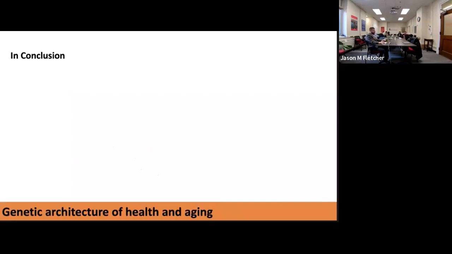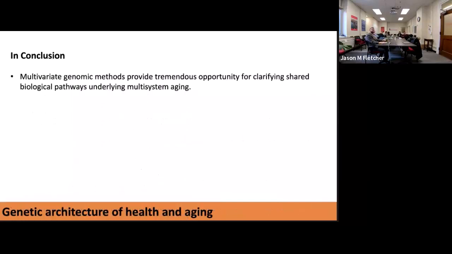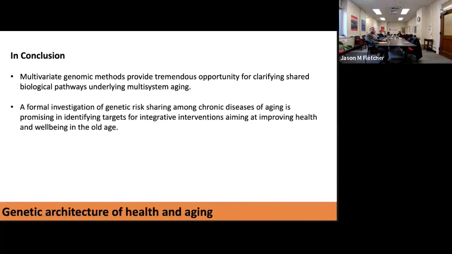So in conclusion, just some take-home messages. First, multivariate genomic methods, such as the ones that I described, provide tremendous opportunity for clarifying shared biological pathways underlying multi-system aging. They allow us to address research questions about multidimensional phenomena from a different angle compared to classic approaches. A formal investigation of genetic risk sharing among chronic diseases of aging is promising in identifying targets for integrative interventions aiming at improving health and well-being.